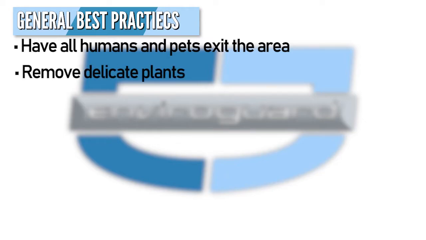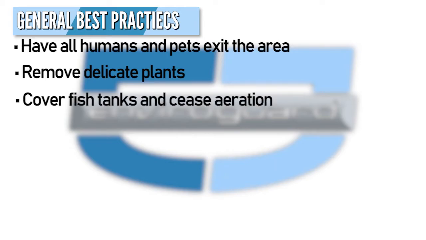Best practices for liquid treatment include humans and pets should vacate the property being treated until clearance is given by the professional contractor. Delicate plants should be removed from the environment prior to treatment. Fish tanks should be covered and aeration should cease during treatment. Humidity in the space should be 50% or greater for best results.